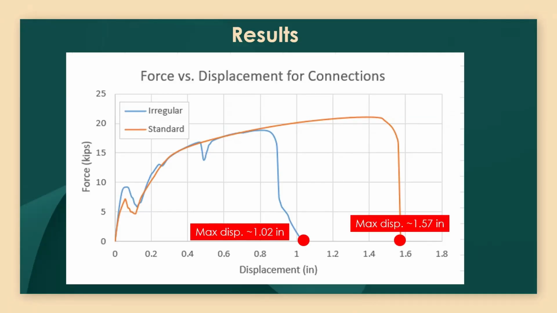The displacement axis at the bottom is a measure of like the stretchiness of the connection. So we could see that the standard configuration stretched more, which makes sense because it was meant to be stronger. So the standard configuration reached a maximum displacement of about 1.57 inches, while the irregular configuration only stretched about 1.02 inches.